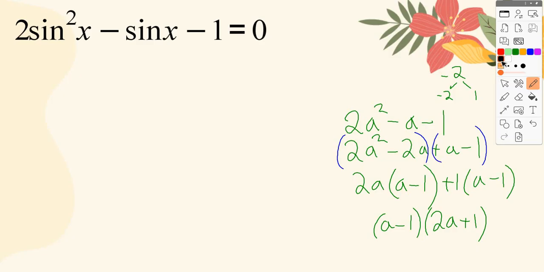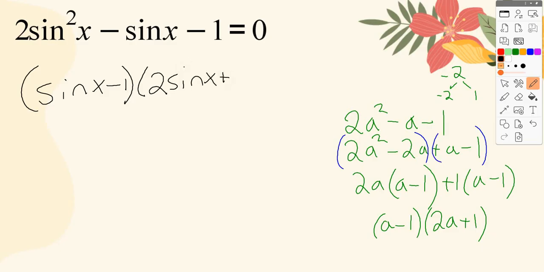However, for our equation, we don't have a's, we don't have x's, we have sines. Now, notice that a lot of people, when they start seeing these, their automatic response is to want to add 1 and try and take a square root of stuff. But I can't do that because I have this extra sine in the middle. So that's why we have to factor it before we can start doing our opposite operations. So we have sine of x minus 1 times 2 sine of x plus 1.